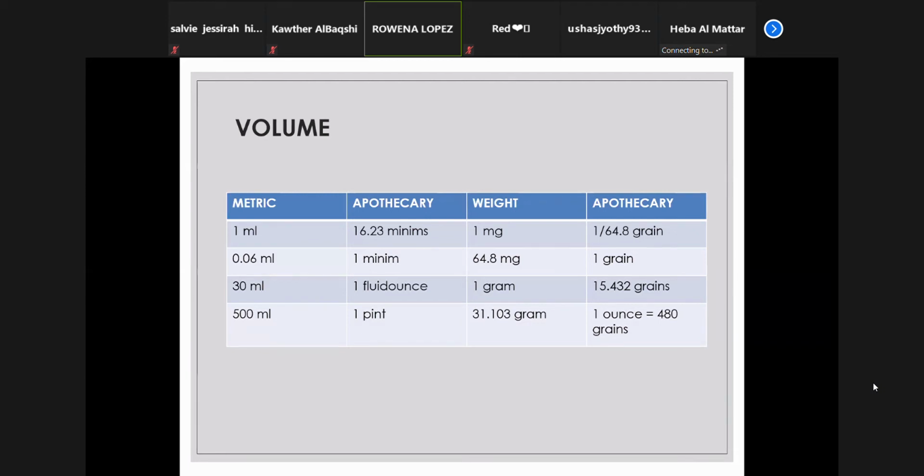1 gram is 15.432 grains. 31.103 grams is equivalent to 1 ounce or 480 grains.